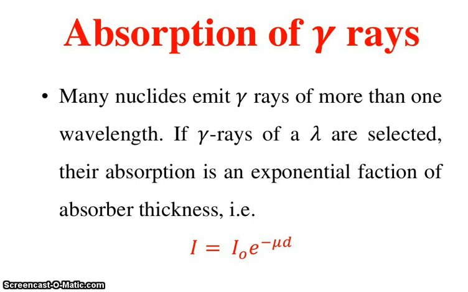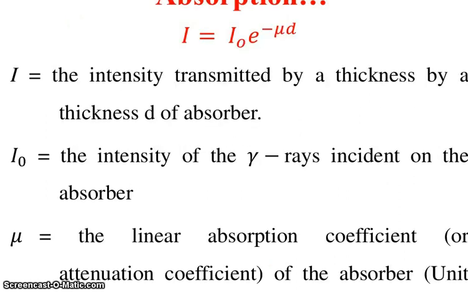Now absorption of gamma rays. Many nuclides emit gamma rays of more than one wavelength. If gamma rays of wavelength lambda are selected, their absorption is an exponential function of absorber thickness, that is I = I0 e^(-μd). So I is the intensity transmitted by the thickness d of the absorber, I0 is the intensity of gamma rays incident on the absorber, and μ is the linear absorption coefficient.